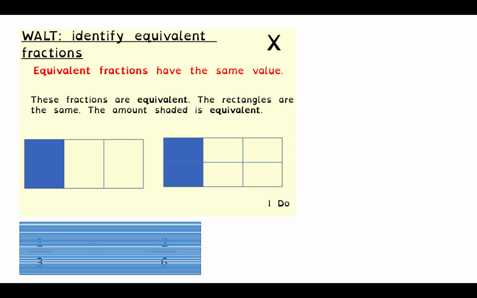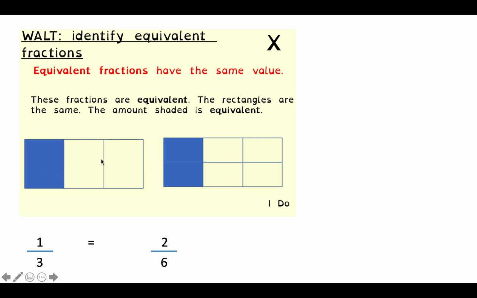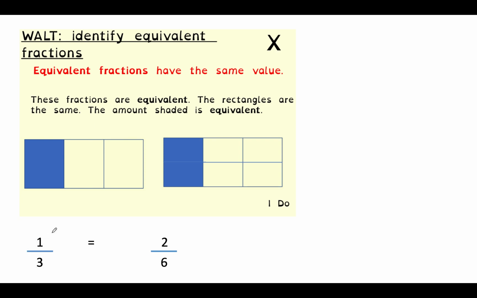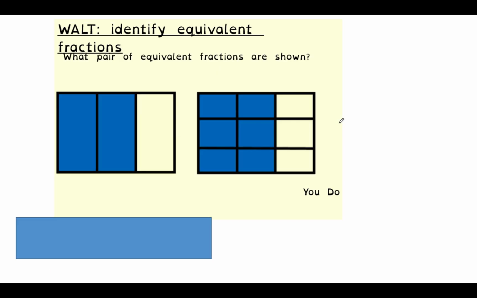Okay, so hopefully you should have got 1/3, because 1 out of 3 is equal to 2 out of 6. And we can see a little trick there. What do we do to get from here to here? We times by 2. So what do we do here to here? We times by 2. Whatever you do to the denominator, you do to the numerator. And whatever you do to the numerator, you do to the denominator. Okay? Right, let's have a look at the next one.